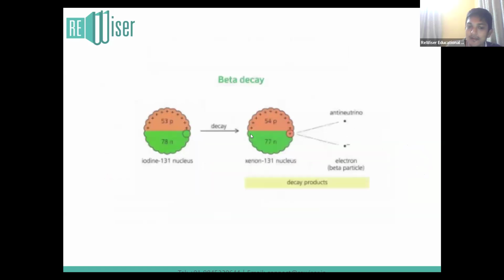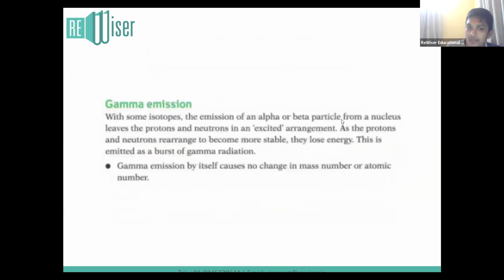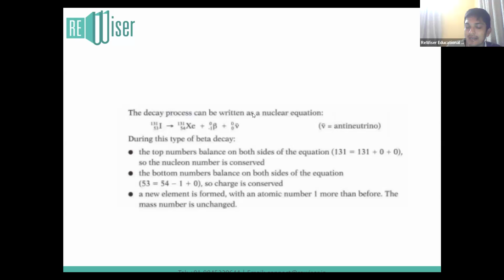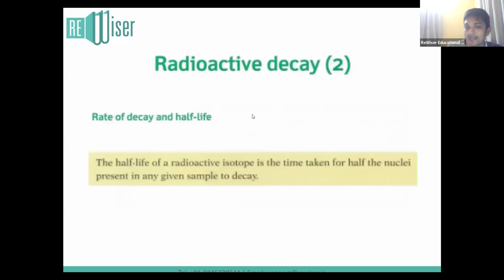Next, remember, in beta decay, it's just an electron and an antineutrino. In fact, we don't even mention the antineutrino in most cases. You can continue to do that. Gamma emission is pure energy in the form of electromagnetic waves or gamma rays.